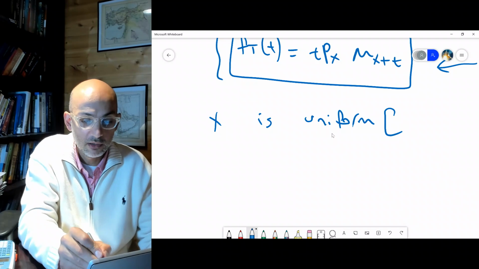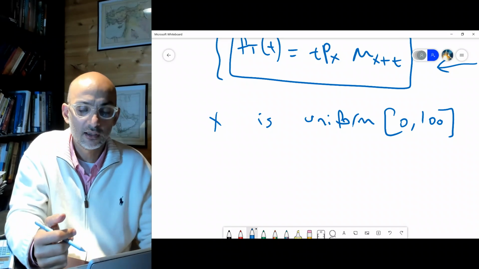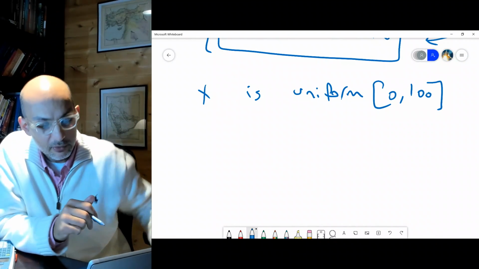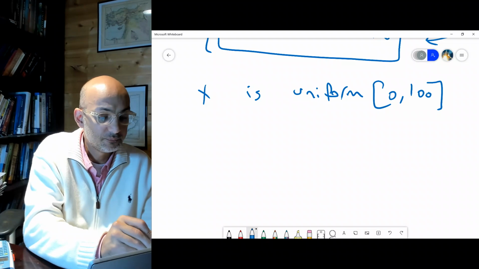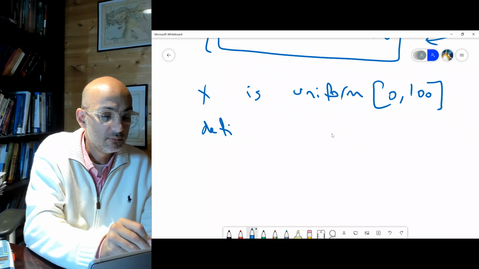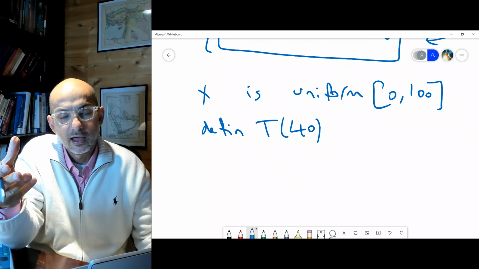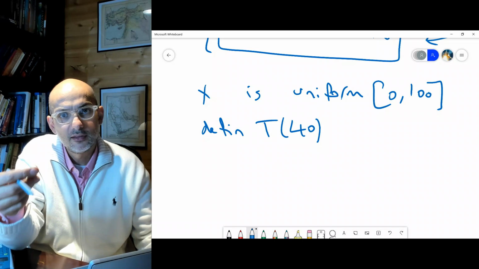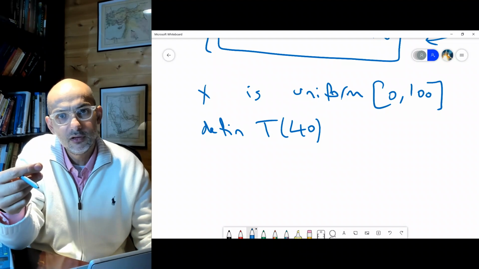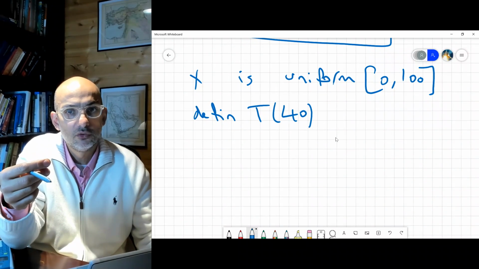Let's take the example again, 0 to 100. Let's take simple examples so we understand the concept; later we'll take harder examples. So now X is uniform between 0 and 100, and the question is to define T40. What is T40? T40 is the remaining lifetime until death for a person who already reached the age 40. So the information given to us is that they reached the age of 40, right?